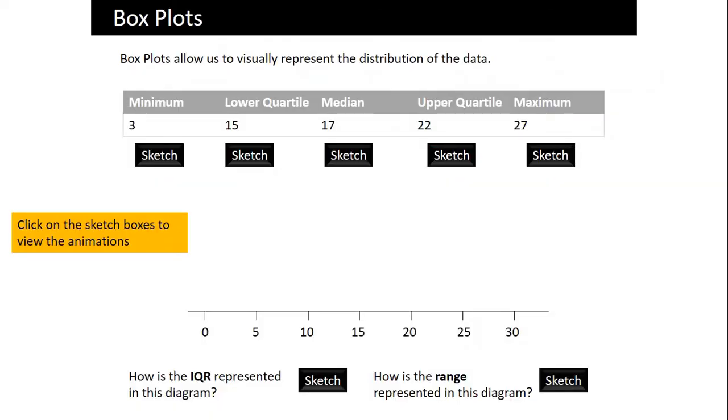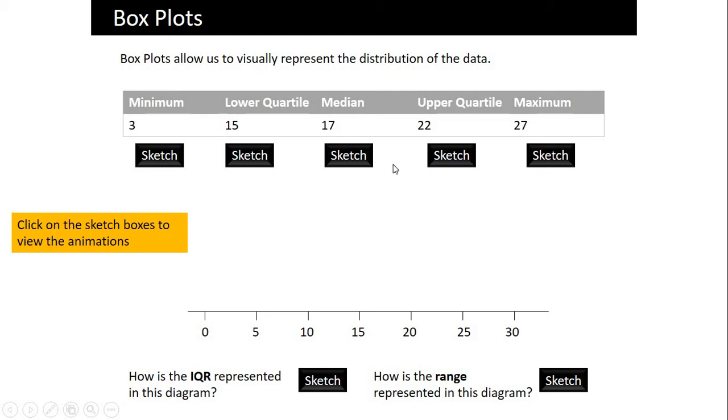So box plots then. A box plot allows us to visually represent the distribution of data. So we have some data below. Let's think that these are the marks that some students have got in a test. So the minimum score a student got was 3 and the maximum was 27. Maybe the test was out of 30. The median score of a child was 17 and they've worked out the lower and upper quartile values for us already.